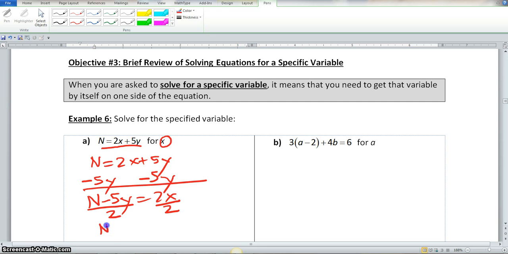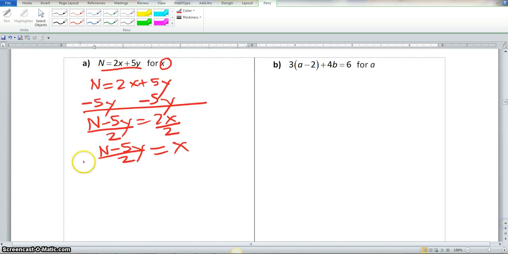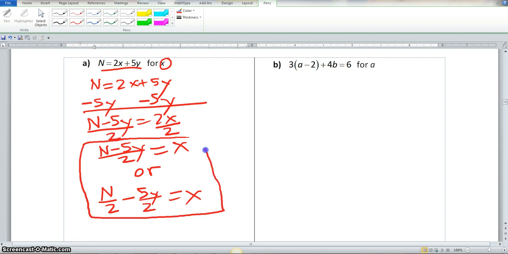So we would have n minus 5y all over 2 is equal to x. Now, you could have left this as your answer, or you could have divided each one of these individual terms by 2. So you could have taken n over 2 minus 5y over 2, and that still would equal x. So either one of these is the correct answer.